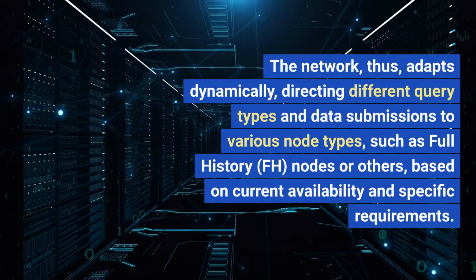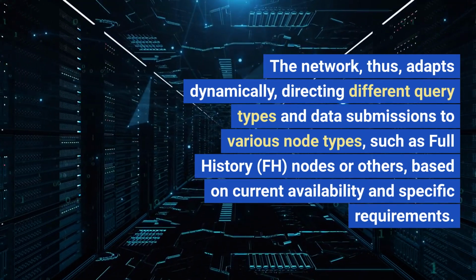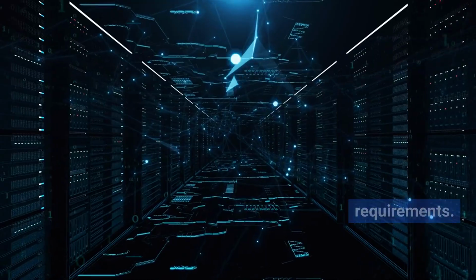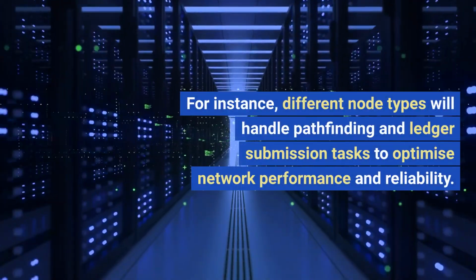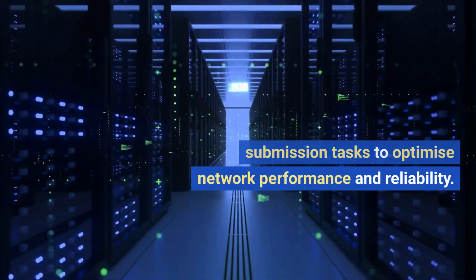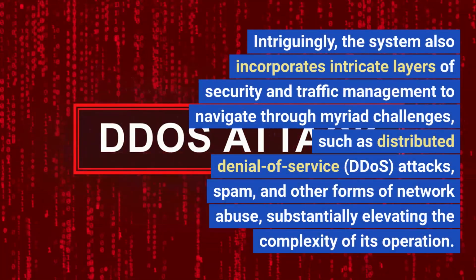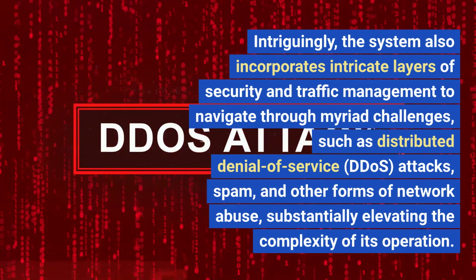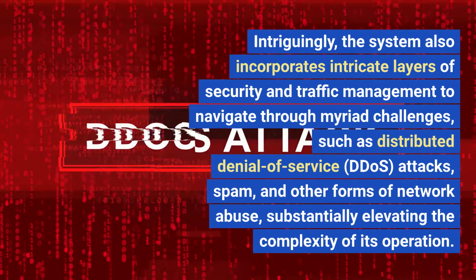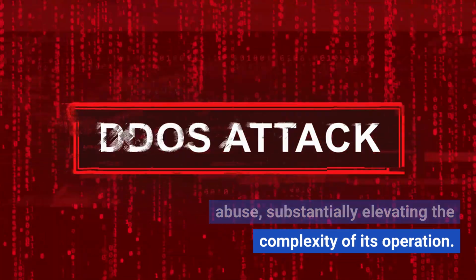The network, thus, adapts dynamically, directing different query types and data submissions to various node types, such as full history nodes, or others, based on current availability and specific requirements. For instance, different node types will handle pathfinding and ledger submission tasks to optimize network performance and reliability. Intriguingly, the system also incorporates intricate layers of security and traffic management to navigate through myriad challenges, such as distributed denial of service, DDoS attacks, spam, and other forms of network abuse, substantially elevating the complexity of its operation.